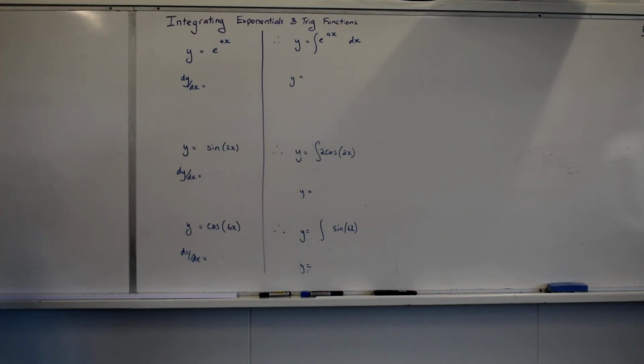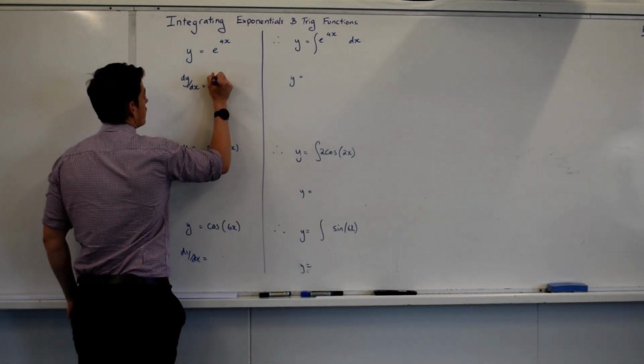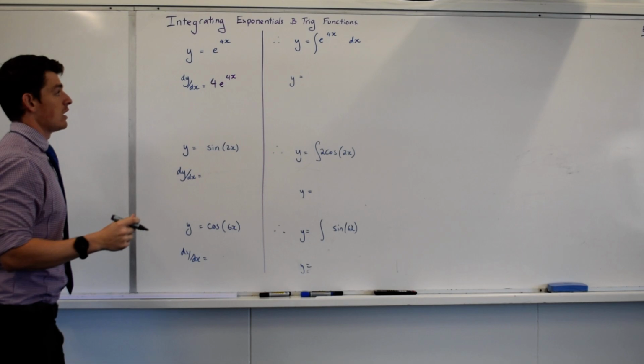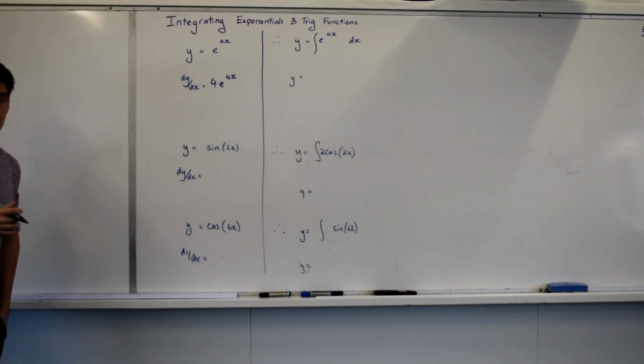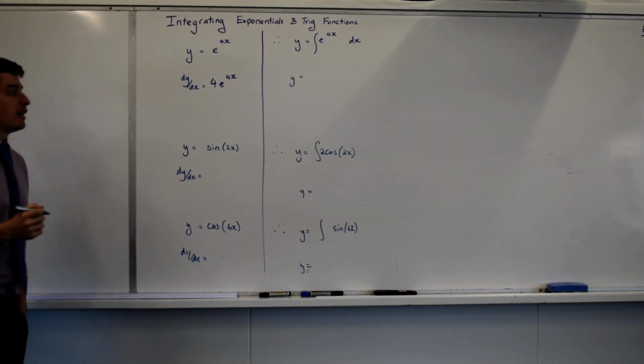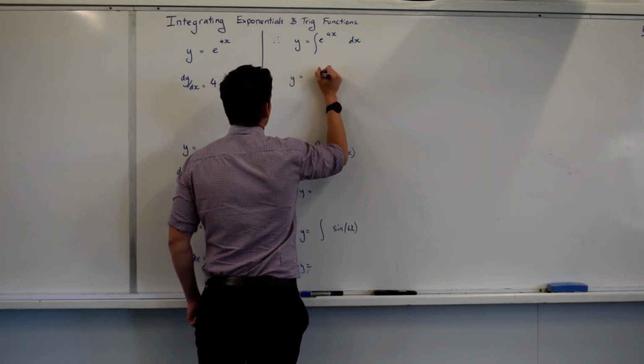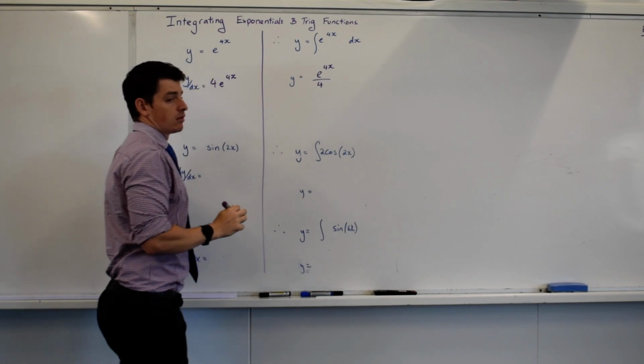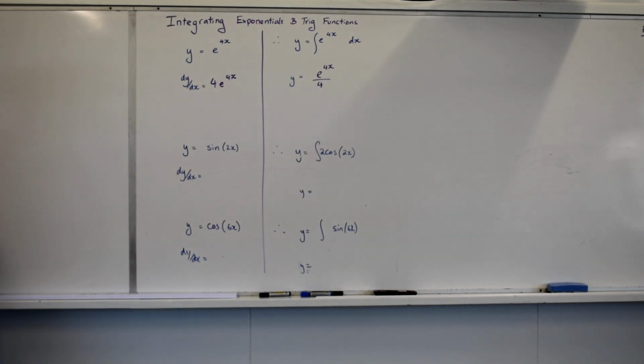What's the derivative of e to the 4x? 4e to the 4x. So what do we think the integral of e to the 4x would be? e to the 4x divided by 4. Does that make sense?